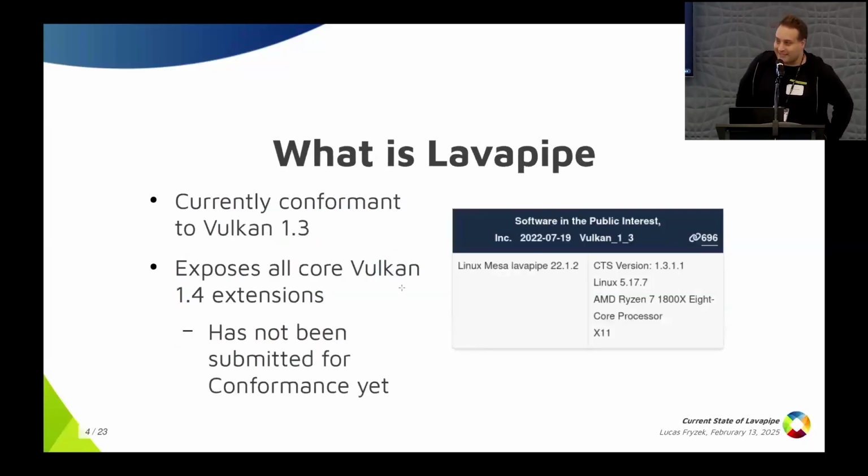So what is it? It is a software rasterizer for Vulkan. It's currently conformant to 1.3. Since early or late last year, it exposes all of the extensions promoted to core for Vulkan 1.4, but it hasn't been run against conformance for Vulkan 1.4 yet. But if you have a Vulkan 1.4 application, there's a good chance you can run it against Lavapipe as well.